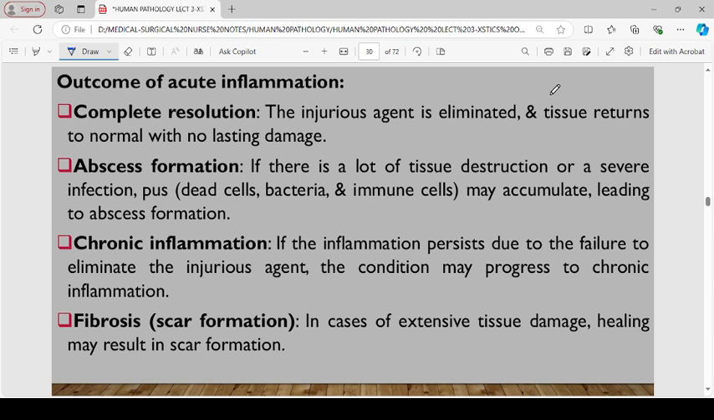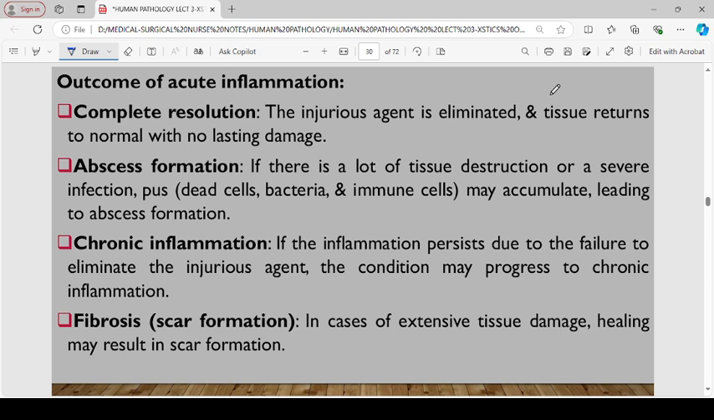Well, acute inflammation could result in complete resolution, where the injurious agent is eliminated and tissue returns to normal with no lasting damage. Acute inflammation can also result in abscess formation if there is a lot of tissue destruction or severe infection. Pus, which is made up of dead cells, bacteria, and immune cells, may accumulate, leading to abscess formation.